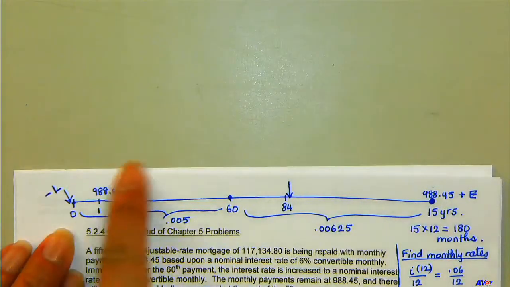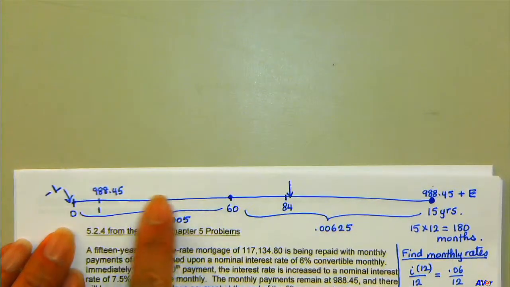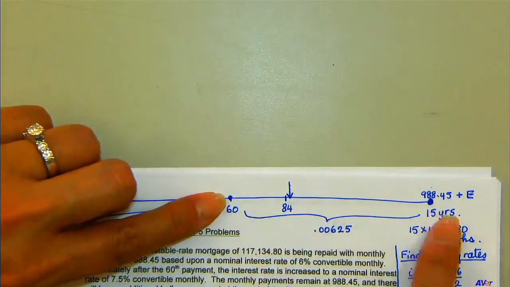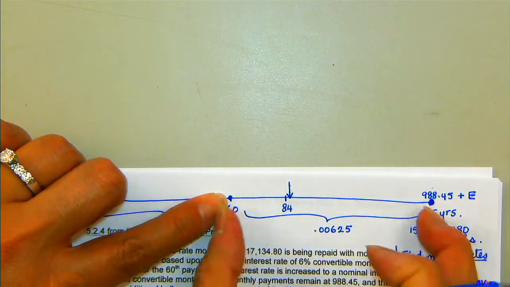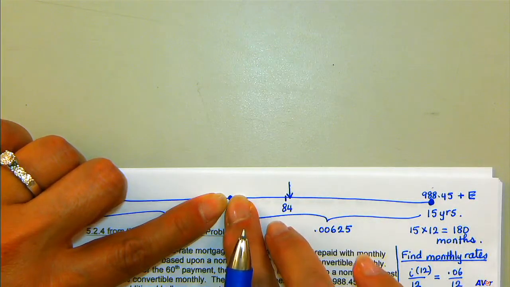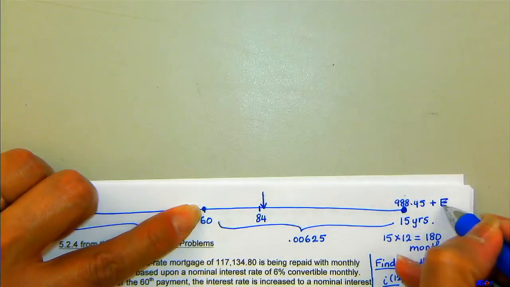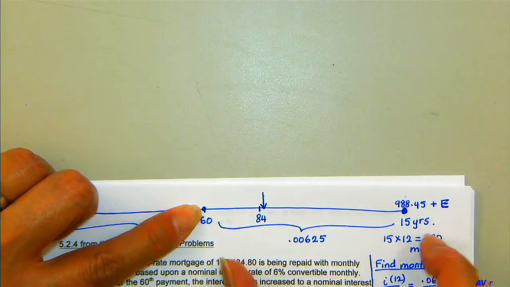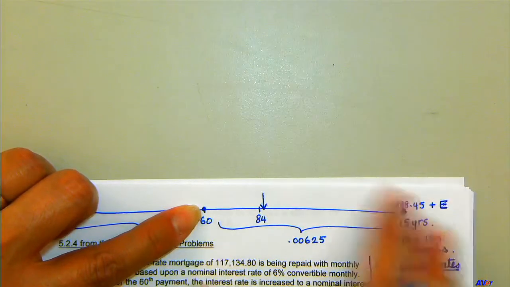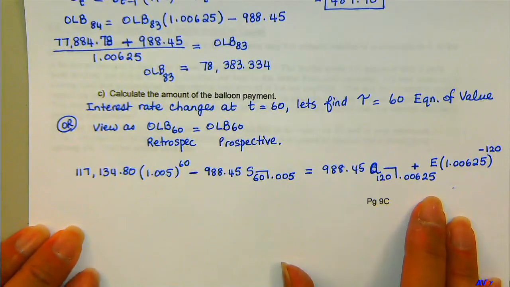This loan grown to time 60, the accumulated value of all of these payments to time 60, that accumulated value is equal to the present value of the remaining payments. So I took these 120 payments of 988.45. I found their present value by going A angle 120 times 988.45, plus I have this additional payment of E here, and that happens at time 180, so that has to be discounted 120 spaces, so I brought that back, and then I would solve for E. So that's the equation you would solve.